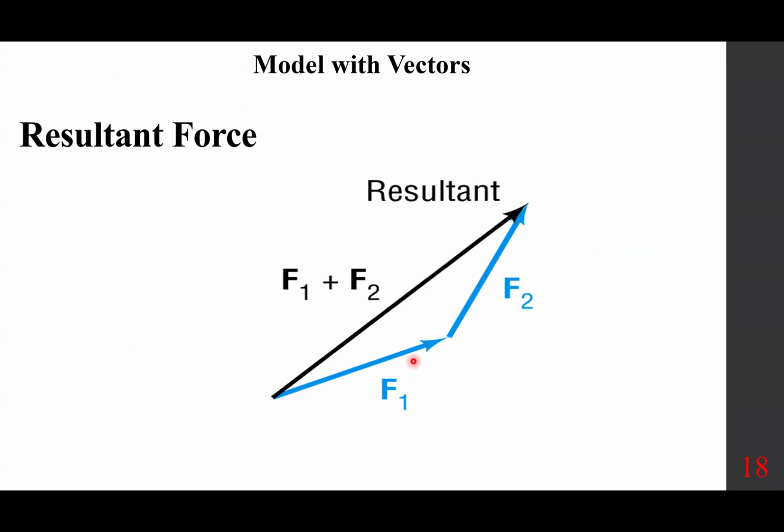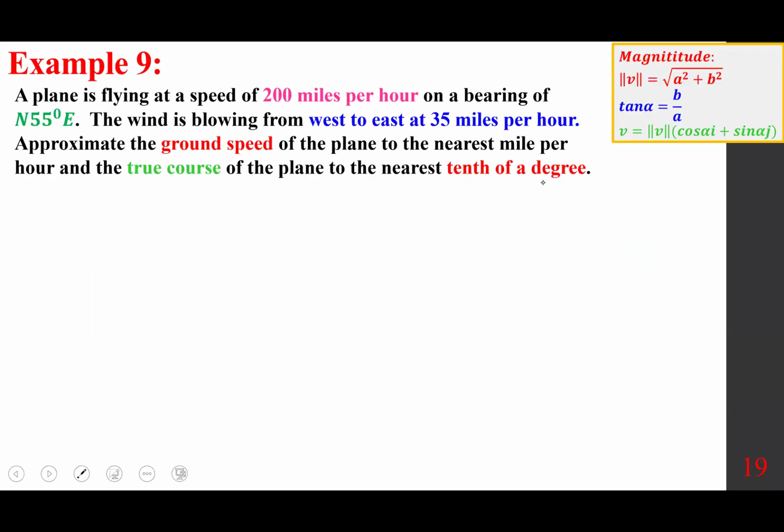Resultant force, F1 and F2, just add them up. F1 plus F2. And here's a simple example. A plane is flying at a speed of 200 miles per hour on a bearing of north 55 degrees east. The wind is blowing from west to east at 35 miles per hour. Approximate the ground speed of the plane to the nearest mile per hour and the true course of the plane to the nearest tenth of a degree, and reminding everyone of those.